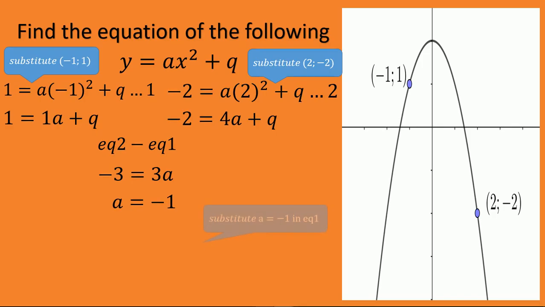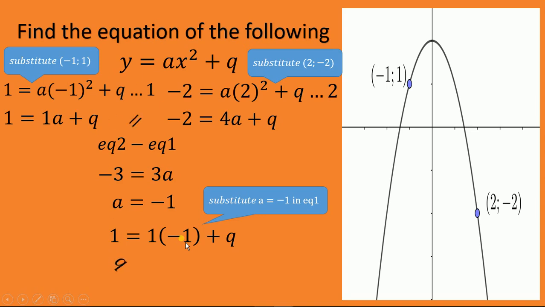You've got a. Now you can substitute that a value of minus 1 into any one of the two equations, equation 1 or equation 2. We chose equation 1, so I'm going to substitute here in the place of a the value of minus 1. That would give me 1 equals 1 multiplied by minus 1 plus q, and manipulating that would give you that q is equal to 2. We've got all the ingredients to finally get our equation. We've got our a value and we've got our q value, and therefore our equation must be y is equal to minus x squared plus 2.